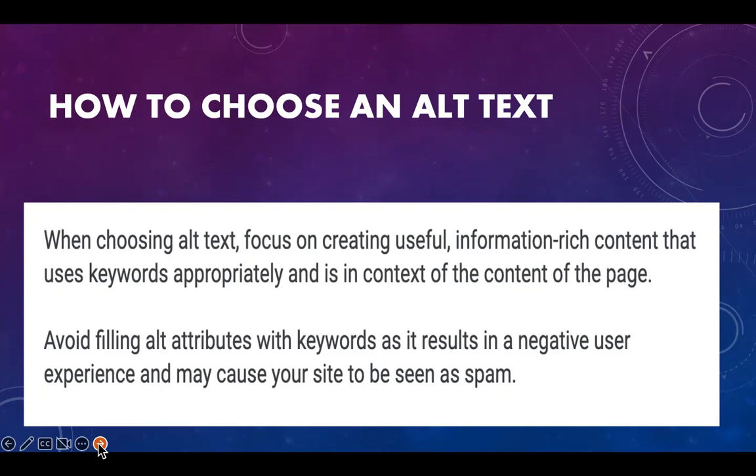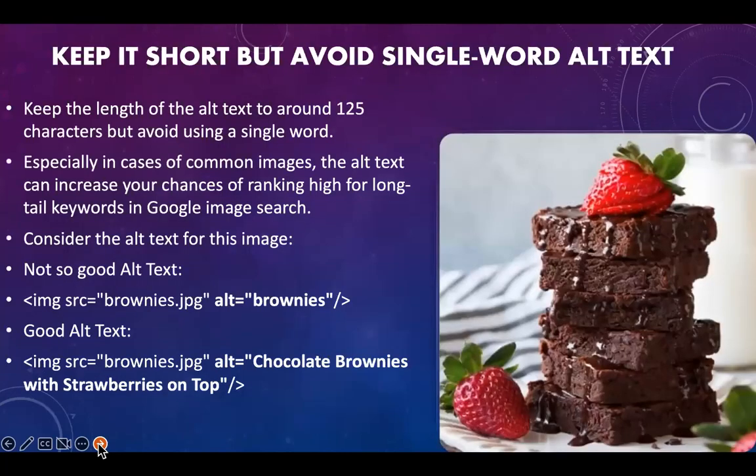Avoid filling alt attributes with keywords, as it results in a negative user experience and may cause your site to be seen as spam. So keep it short, but avoid single word alt text. Keep the length of your alt text around 125 characters, but avoid using a single word, especially in cases of common images. The alt text can increase your chances of ranking high for long-tail keywords in Google image search.